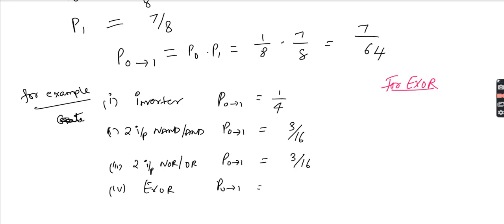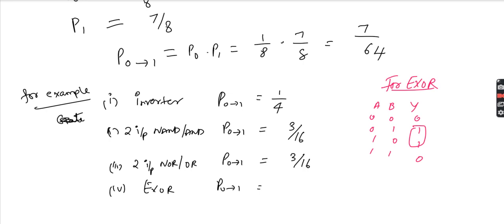Let me write the XOR gate truth table: A, B and Y: 0 0, 0 1, 1 0, 1 1. The outputs will be 0, 1, 1, 0. Now from this I can say if there is an odd number of ones in the input, then the output is high, else low. So from this it will be very easy to consider the number of ones, odd and even.